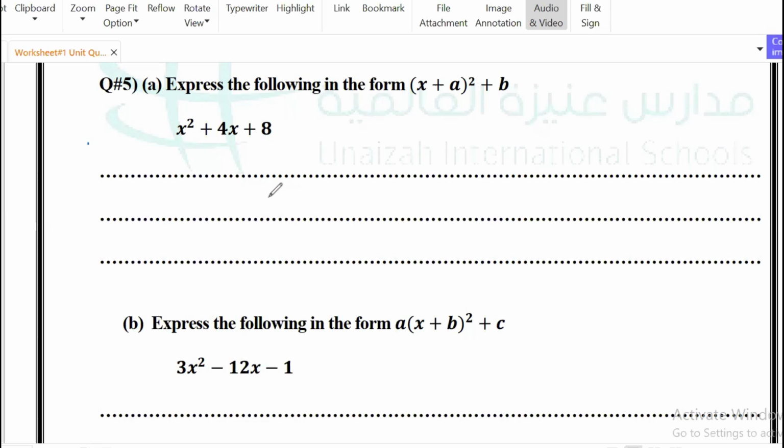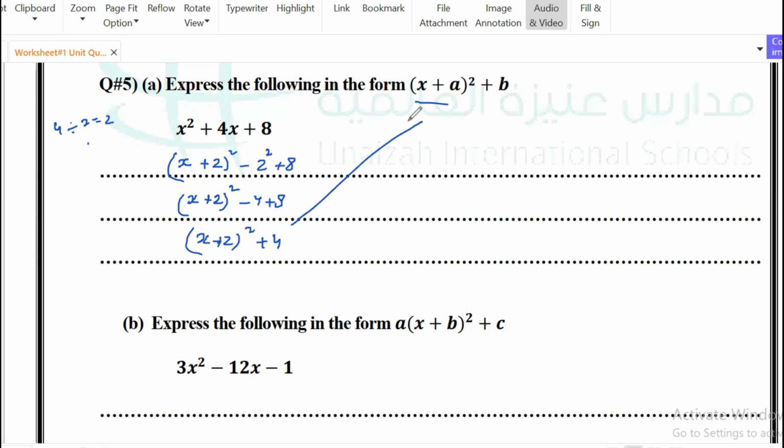Next question is: express the following in the form of x plus a whole square plus b. So we are looking for the form of the completing square concept. So already they mentioned the form, and we will find the value which comes before x. What is the half of that? So 4 divided by 2, that means 2. So it means we can say that x plus 2 whole square and minus 2 square, we have already 8, and then it is x plus 2 whole squared. 2 square gives us minus 4 plus 8, and it is lastly x plus 2 whole square plus 4. That's the form we make.